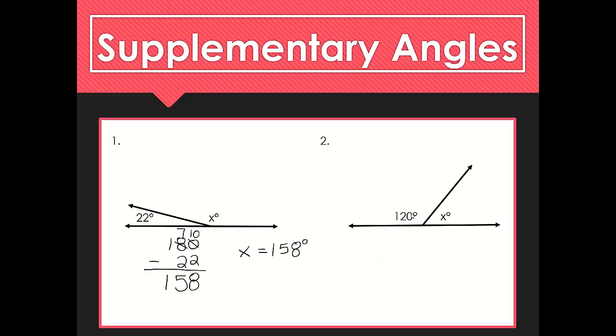For number 2, we have supplementary angles. So when we add up our two angles, we will get 180 degrees. So in order for us to find x, we will take 180 degrees and we will subtract 120 degrees. 0 minus 0 is 0. 8 minus 2 is 6. And 1 minus 1 is 0. So x equals 60 degrees.